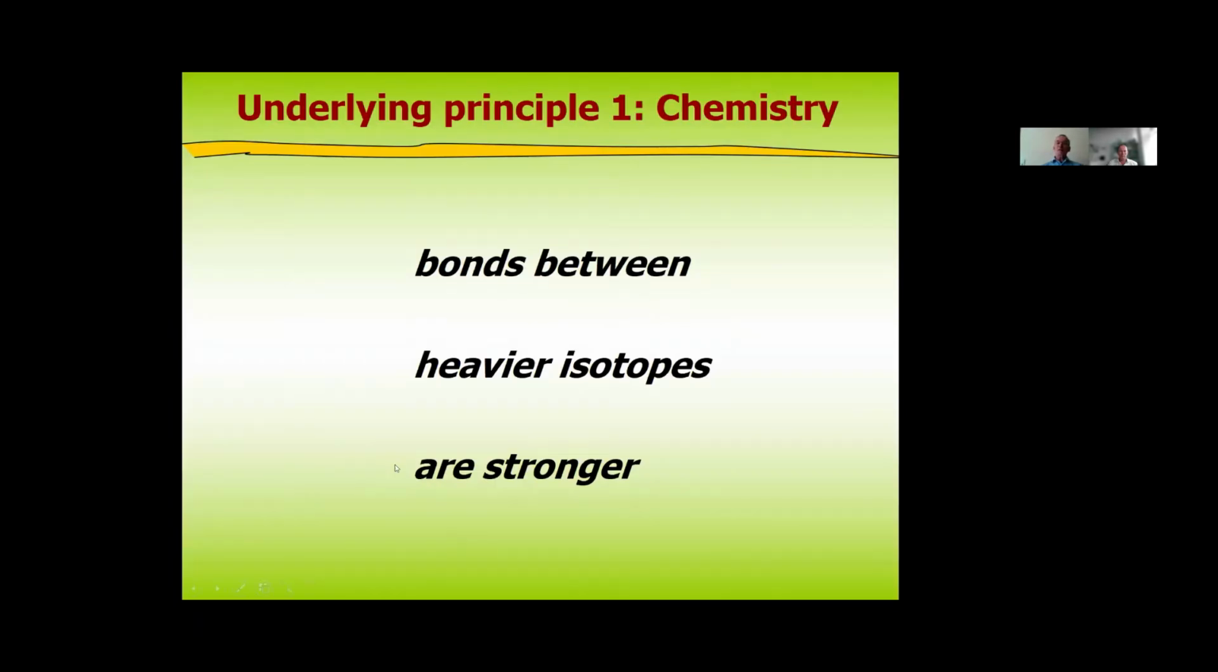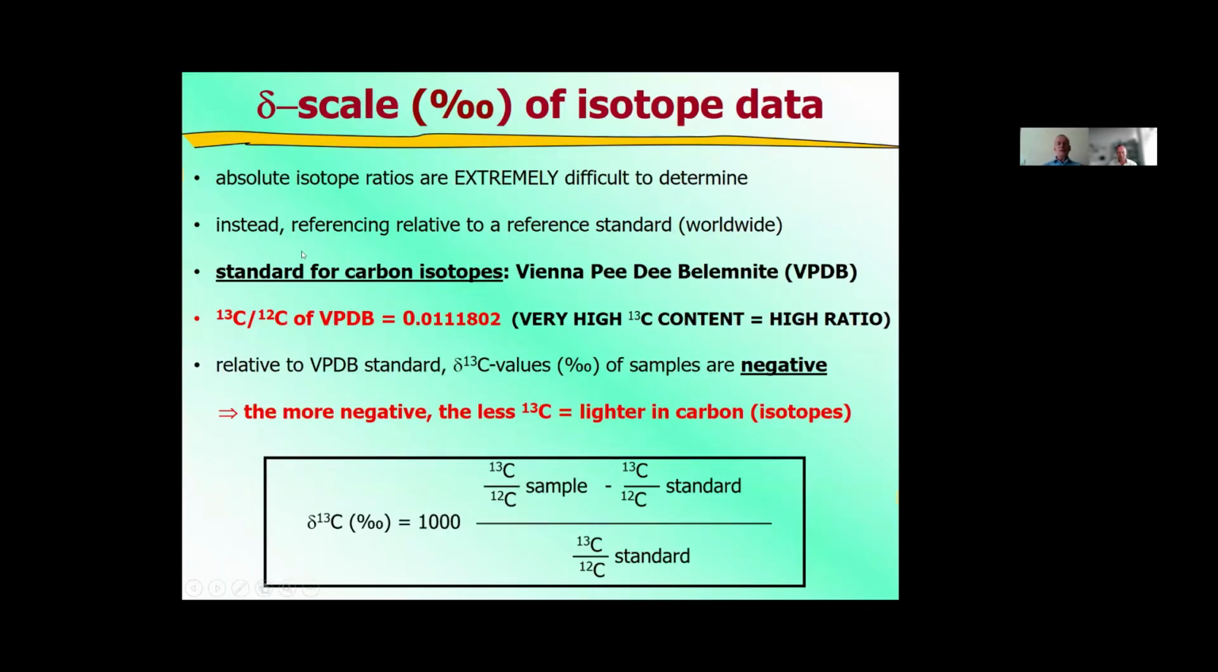The underlying principle in chemistry is that bonds between heavier isotopes are stronger. So if you have a chemical reaction, in the beginning you always have a discrimination of the heavier isotopes. I will give you an explanation for this, but first I will show you that these isotope ratios are very difficult to determine.